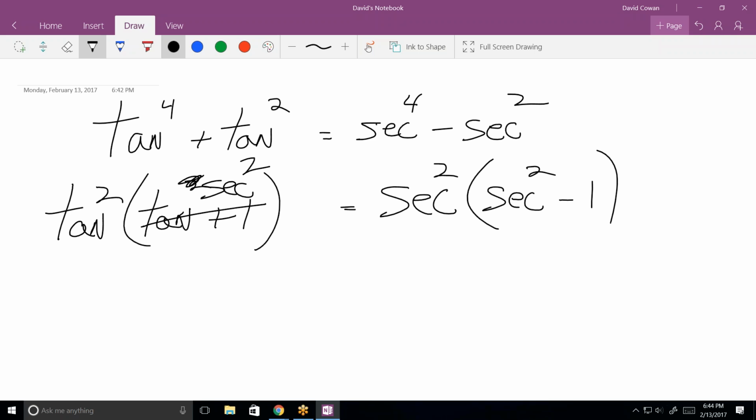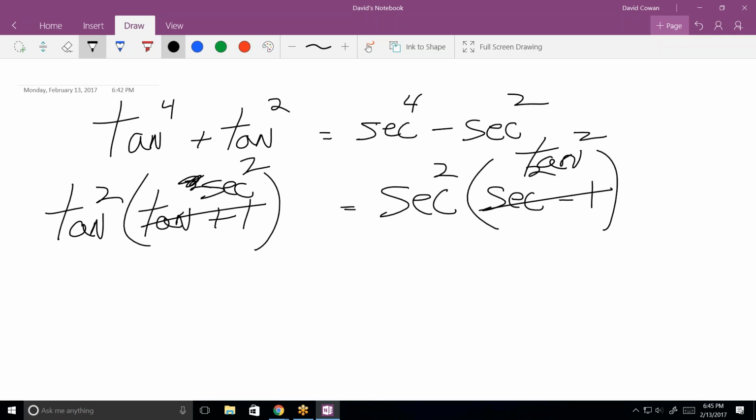Secant squared times secant squared minus 1. Now, what does that equal to? Tan squared. They're equal. So all I had to do is play with the right side to see.